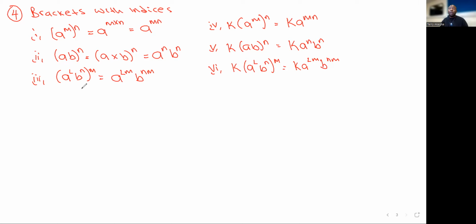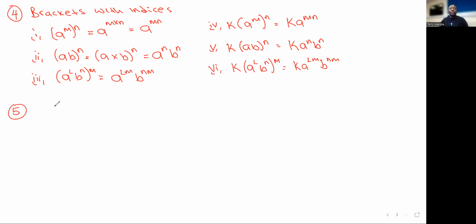This is very important because indices are very important in most solving. When we talk about differentiation, integration and the rest of it, or simplification, you need to understand these rules together, all right?